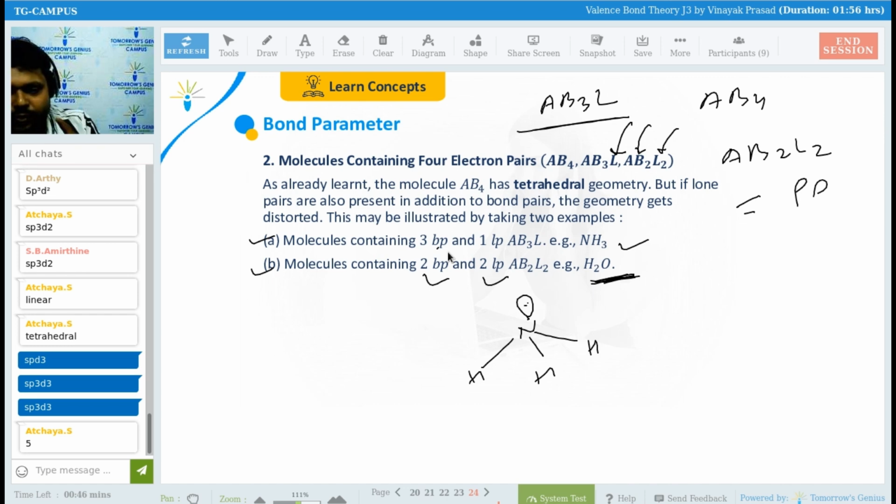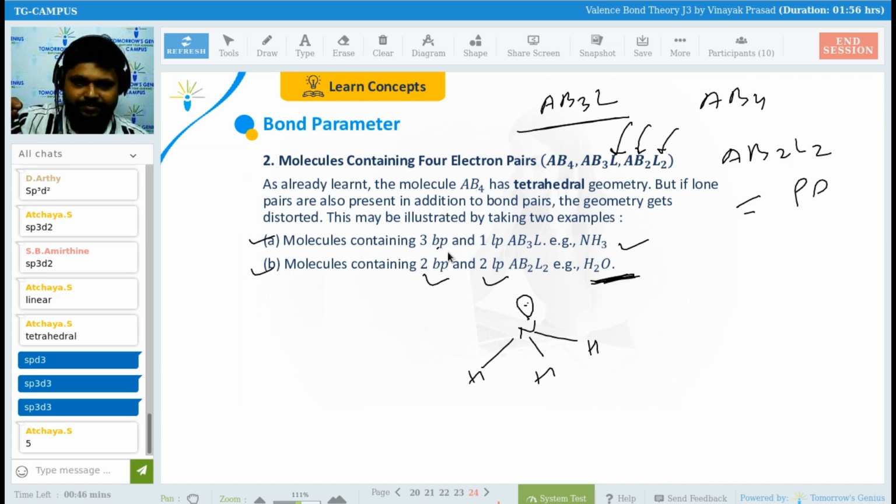If H2S is there, one electron of hydrogen and one electron of sulfur will be shared. So if there are 2 hydrogens, 2 electrons will be shared. So the total number of electrons that will remain with the central atom will be 4.